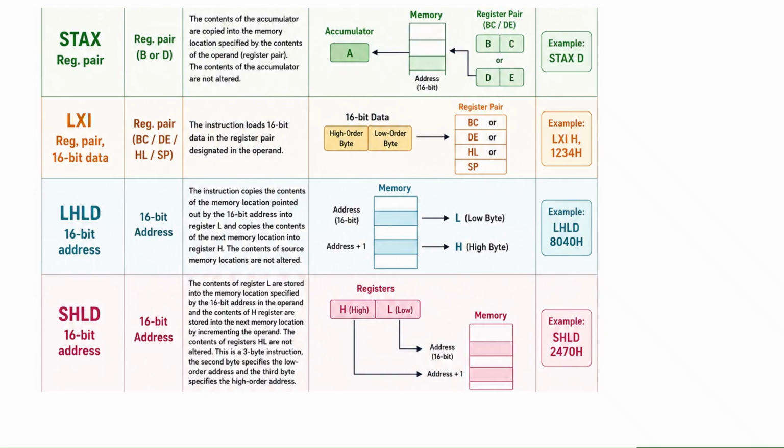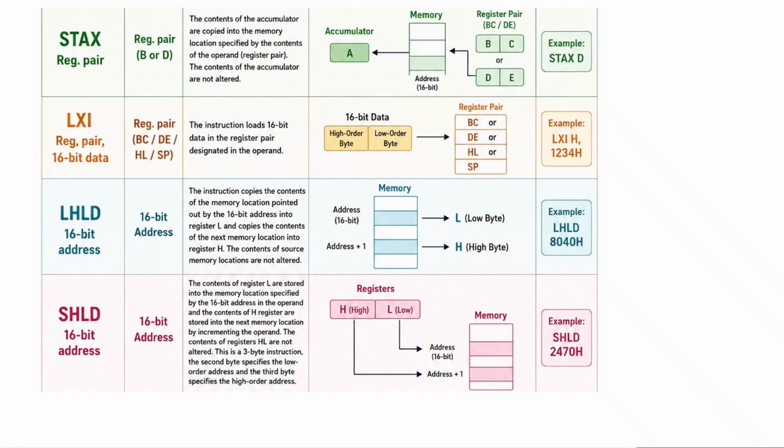Remember that 8-bit data requires a 1-byte instruction. So in total there are 3 bytes in the instruction. The second byte specifies the lower order address and the third byte specifies the higher order address.